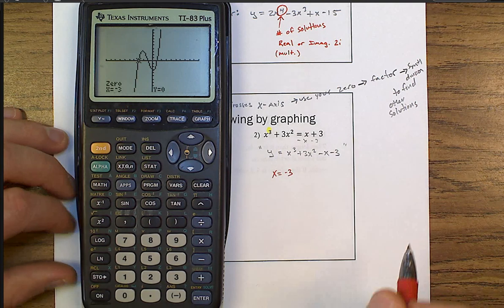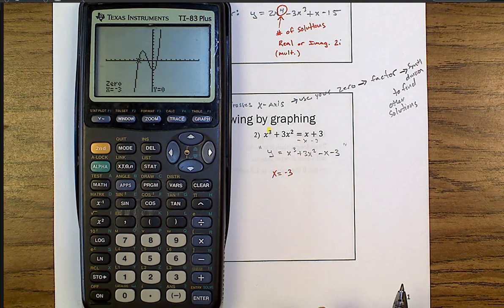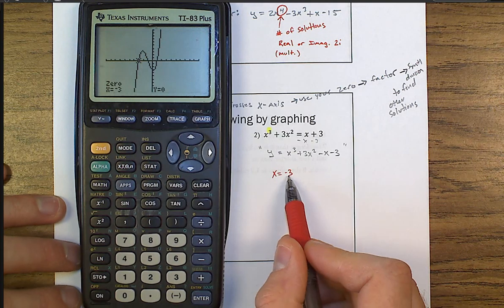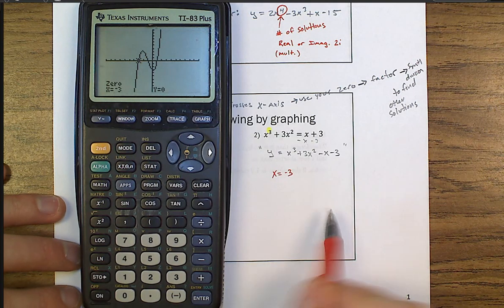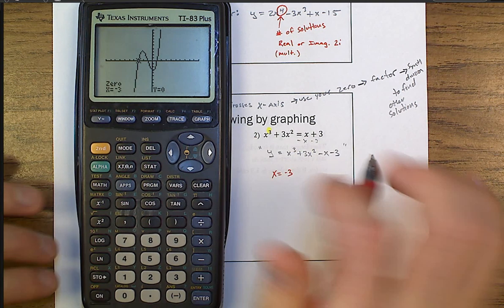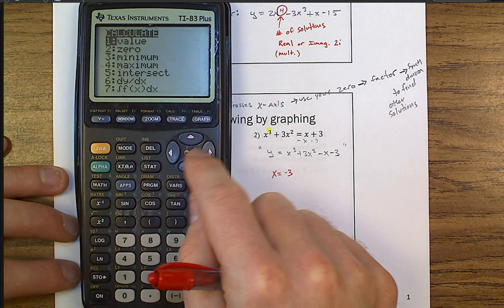Now, here's a choice for you as well. You can use your graphing calculator, or you could take this negative 3 and do synthetic division and find these other 2 using synthetic division and factoring if you want. Totally up to you. I'm going to go second calc again. I'm going to calculate another 0.